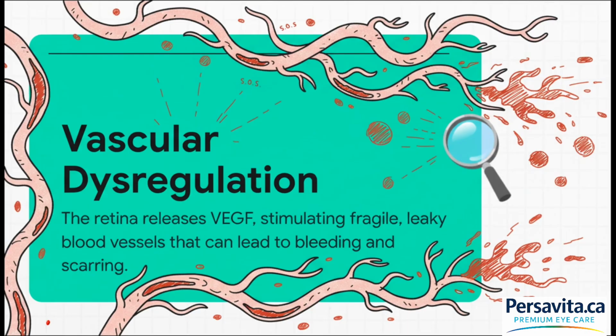Now, what do you think happens when an engine gets desperate for fuel? It sends out an SOS signal. In this case, it's a protein called VEGF, and this signal basically screams at the body to grow new fuel lines, and fast. The problem is, these new blood vessels are, well, they're cheap knockoffs. They're weak, they're fragile, they're leaky. They end up bleeding and causing scars on the retina, which leads to the severe vision loss we see in the wet form of AMD.